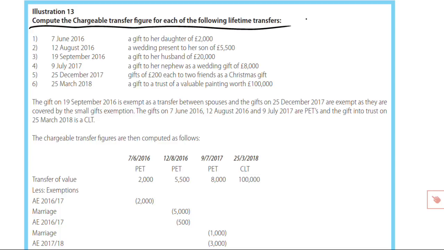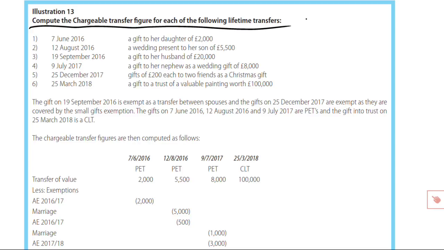Again, I don't know how many times we've said this now, but hopefully we remembered it. Only chargeable if you die within 7 years of having made them. What we've then got to do is, if the transfer of value is one that would be chargeable, either a PET or a CLT, other than an exempt transfer, then we need to look for the various exemptions that might apply, the marriage and the annual.